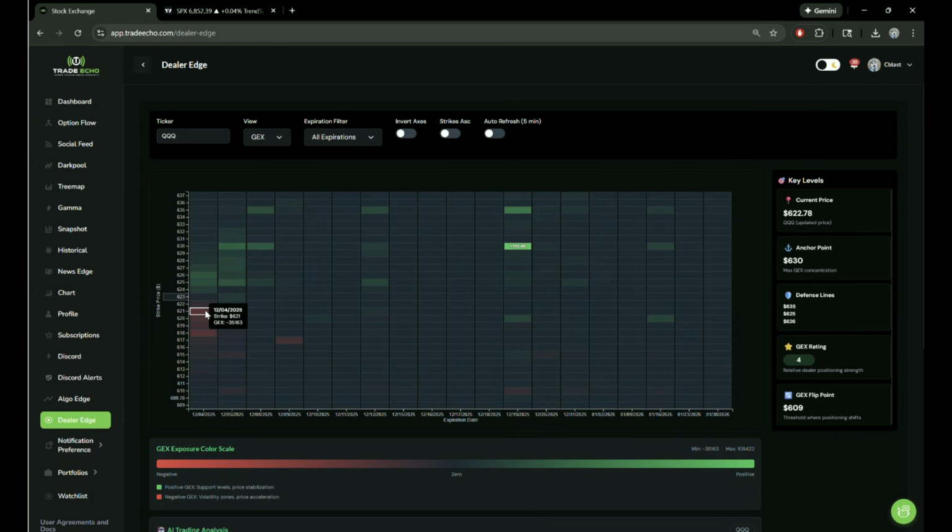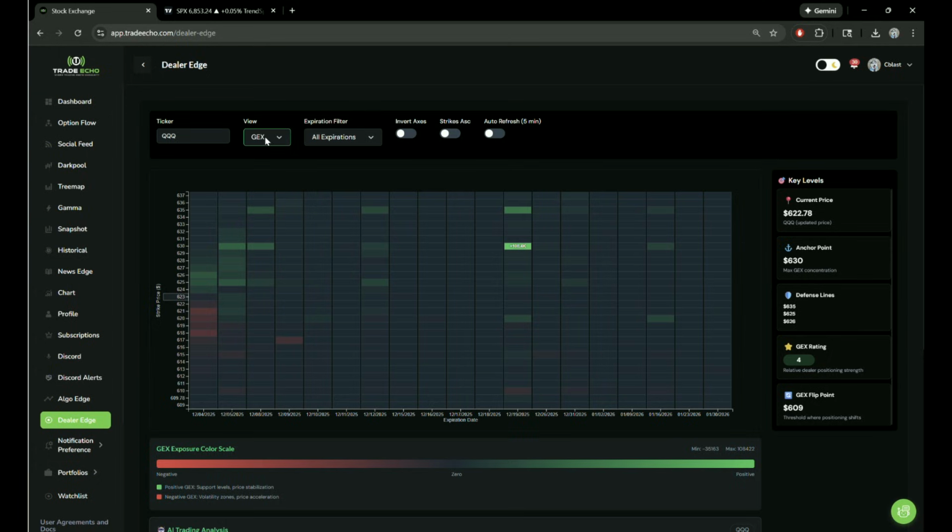Red tiles represent negative gamma, a destabilizing force. Price accelerates through these zones, and this is where breakouts and volatility spikes often originate. The brightness of each tile indicates the strength of that gamma exposure. The brightest tile is the anchor point, the strongest magnet for price. Hover over any tile to see the strike, expiration, and exact GEX value. The heat map also highlights where the current price sits, giving you instant context.